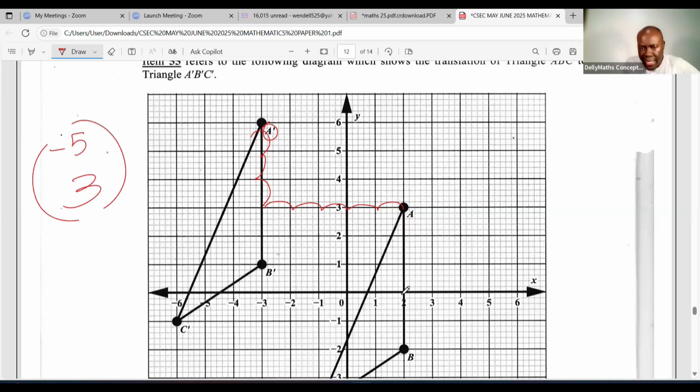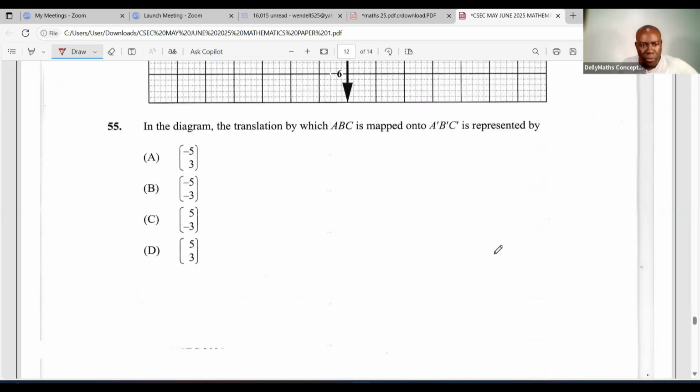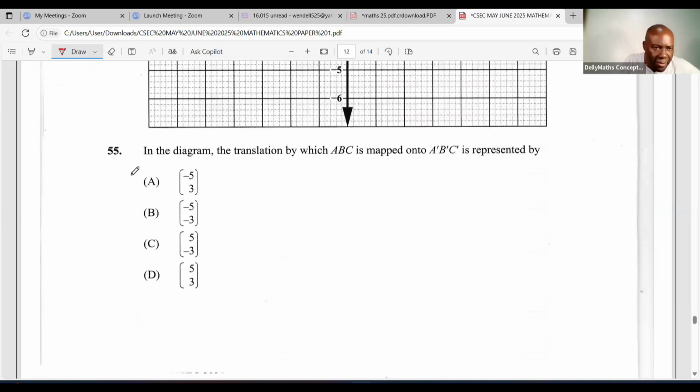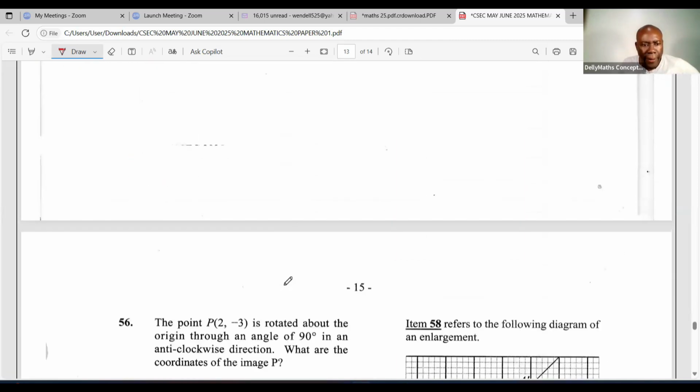And make sure that the scaling is good when you're looking at it. 1, 2, 3, 4, 5, 1, 2, 3. Yes, all right. So it's -5, +3 we're looking for. And there it is right there. All right, let's move it.